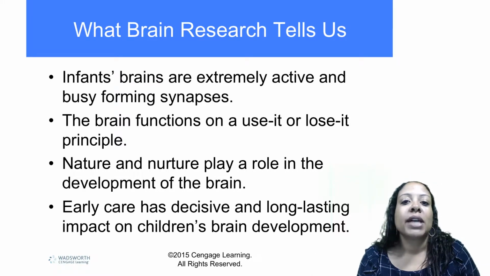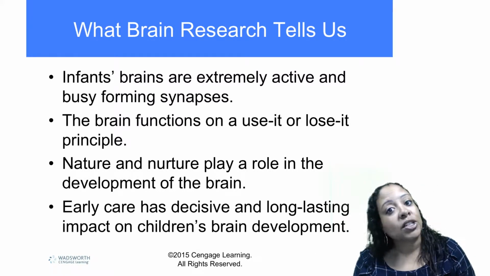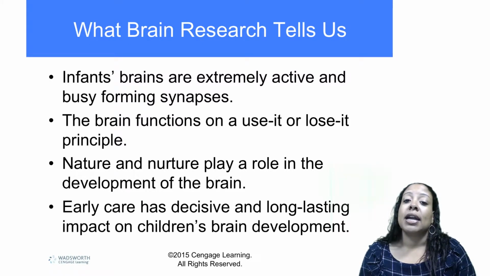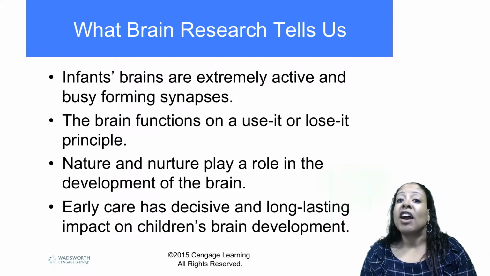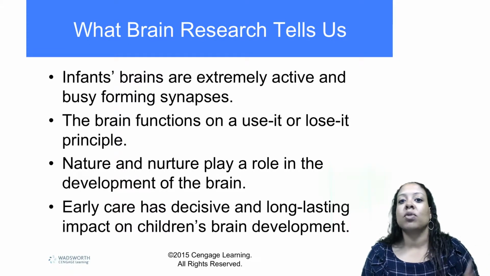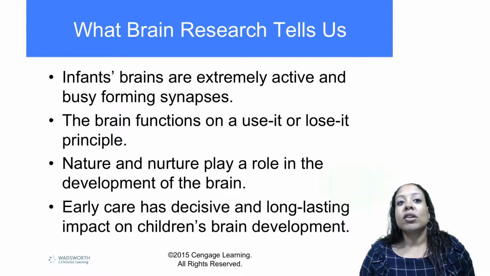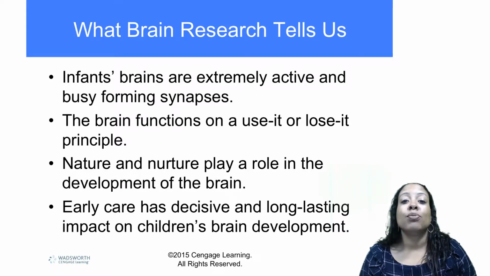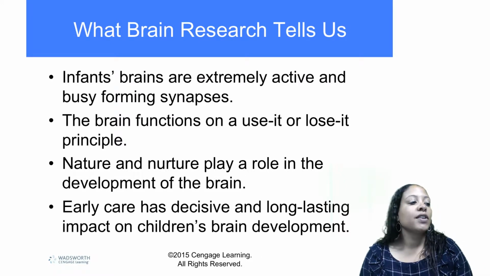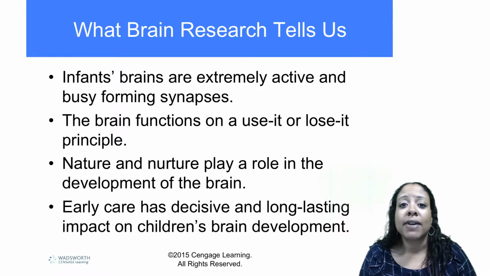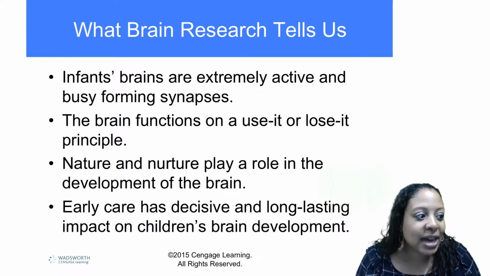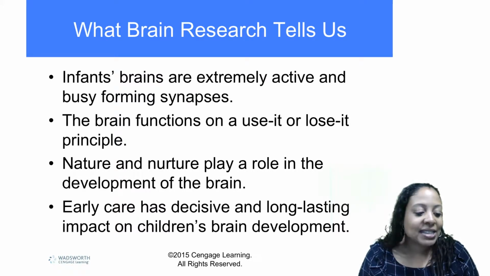Nature and nurture play a role in the development of the brain. So think about nature in terms of how you're born, what things are inherited or genetic, and nurture are the things in the environment that help to influence the way that we're learning. Early care has decisive and long-lasting impact on children's brain development. And I'm sure you've seen lots of commercials for the first 3 years or the first 5 and how important. I can't remember the jingle right now, but talking to your kids, singing to your kids.